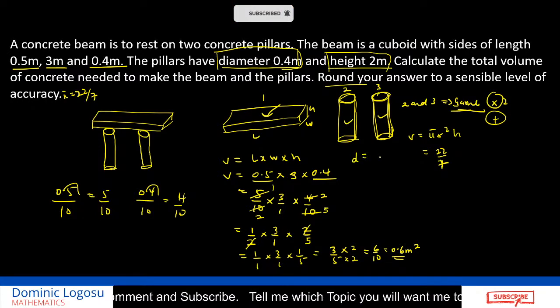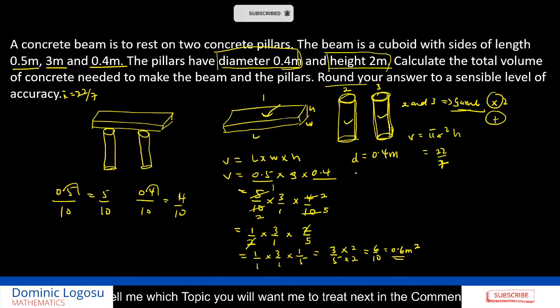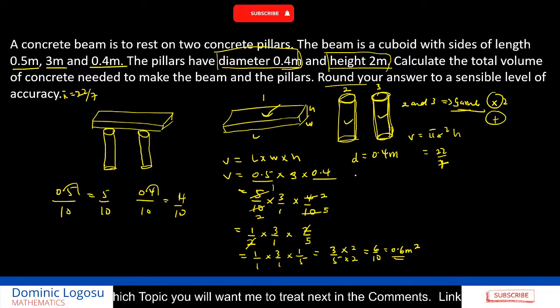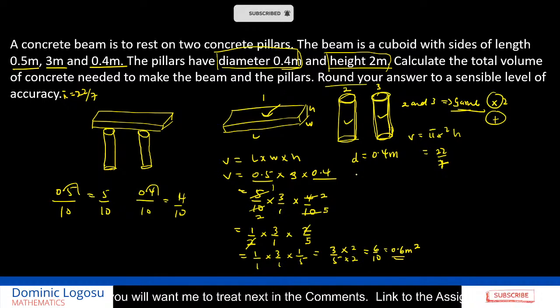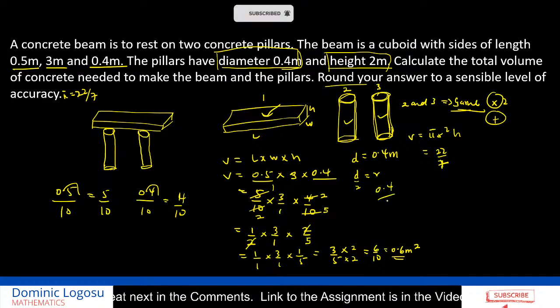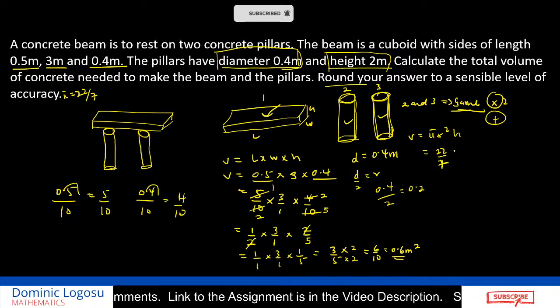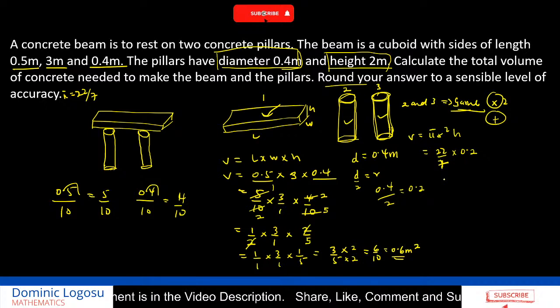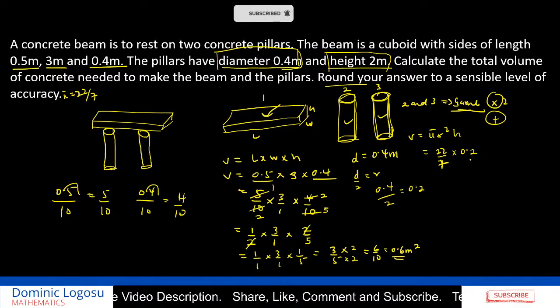So remember, we've been given the diameter to be 0.4 meters. Now, we need the radius because of the formula I've written here. To find the radius, you need half of the diameter. So it will be 0.4 over 2, which will give us 0.2. If you prefer to use the fractions, which I'll be changing to fractions very soon, you can change the fractions here before you use it, but I want to explain. And then times 2, the height is 2.